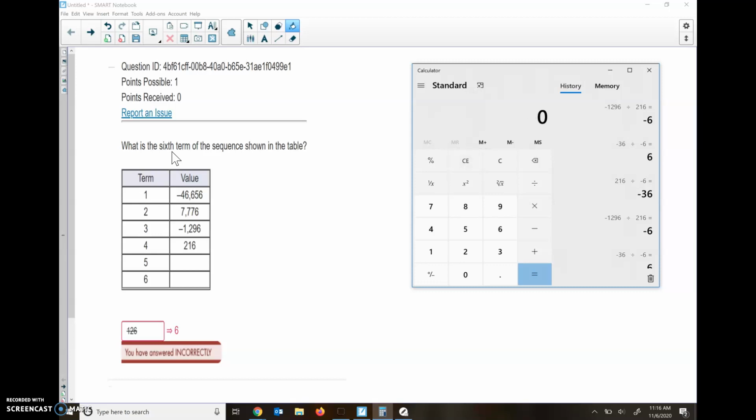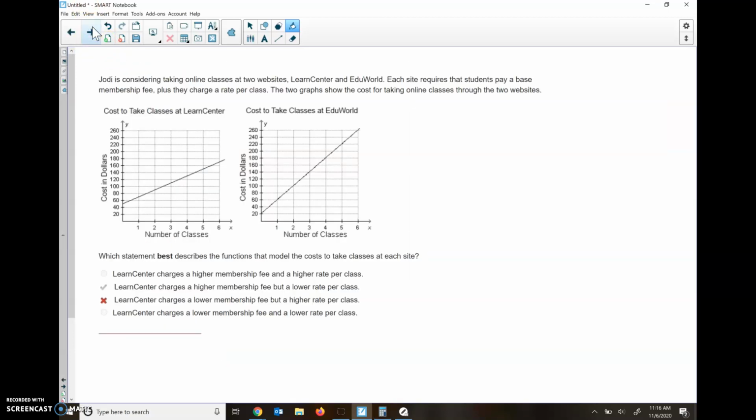So now I know that negative 6 is my pattern. So I'm going to divide each of these then by negative 6. Oops, that should have been a negative 6. So negative 36 then. So that gives me my fifth term in the pattern. So I get negative 36 for my fifth term, and then we divide again by negative 6 to get the sixth term, and we end up with 6. So 6 would be our answer there for the sixth term.